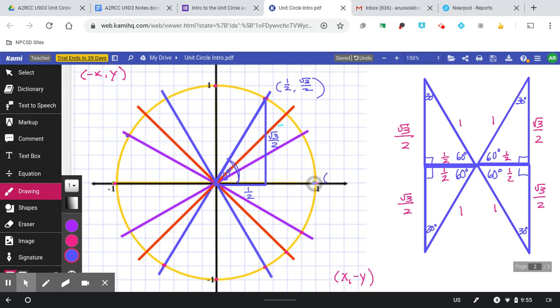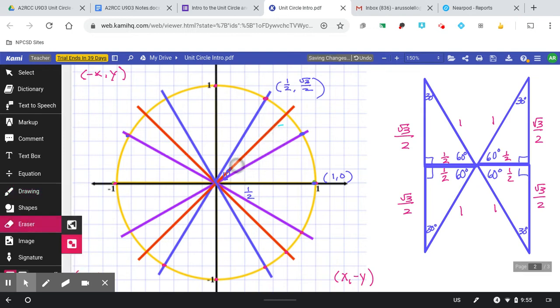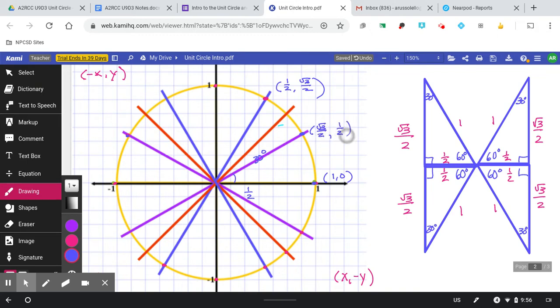We have this point here, and that point is 1, 0. This point here at 30 degrees, and I'm going to erase this for a second so we can just see that. Okay, so that point at 30 degrees, because this is our 30-degree angle here, is going to be radical 3 over 2 and then 1/2. The y value is the 1/2.